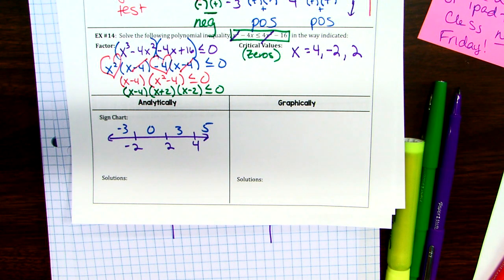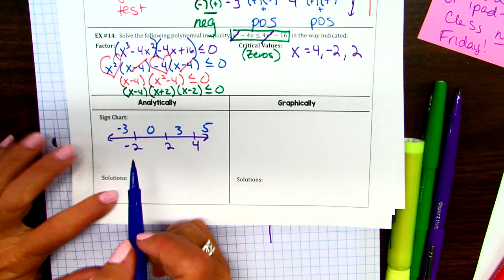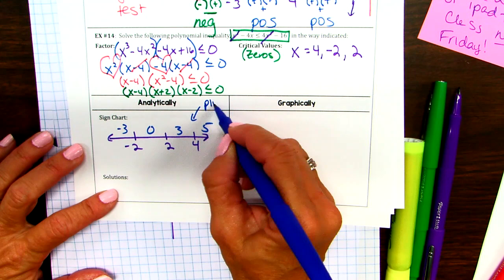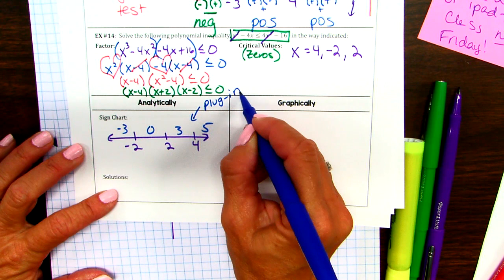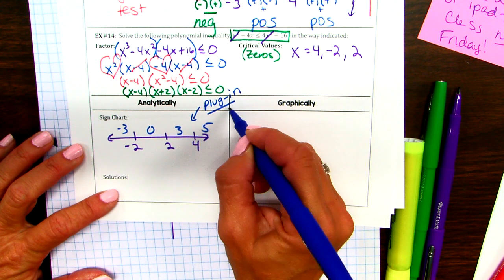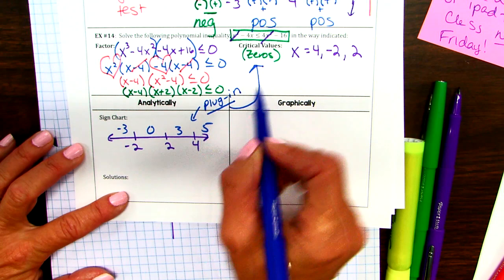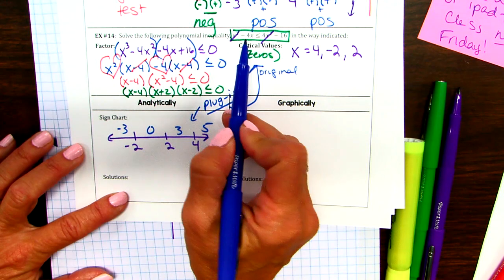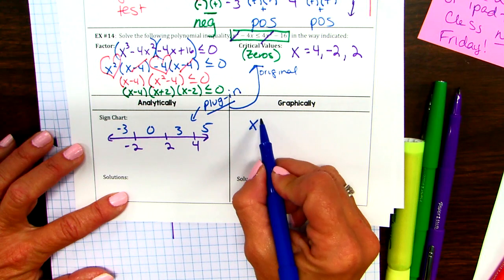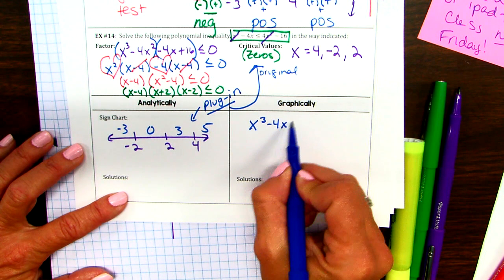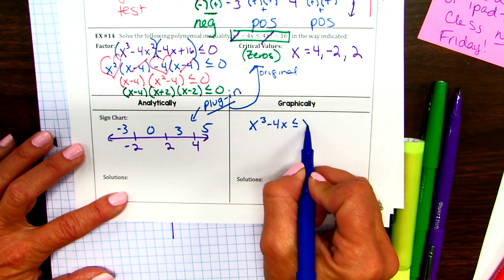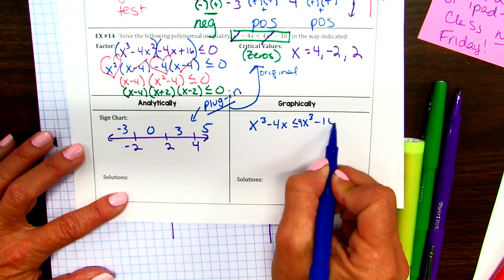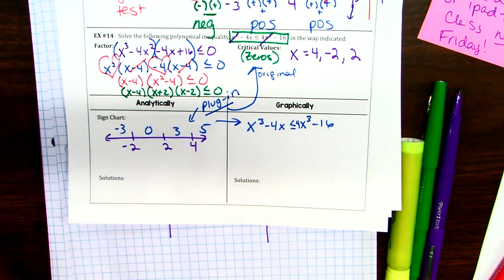When I plug in, this is really important. When I plug in these values, there's a very specific place I have to plug it in, and that's into the original function. So I'm just rewriting it because I wrote over it. 4x to the third minus 16. So that's where I'm plugging in, right there.